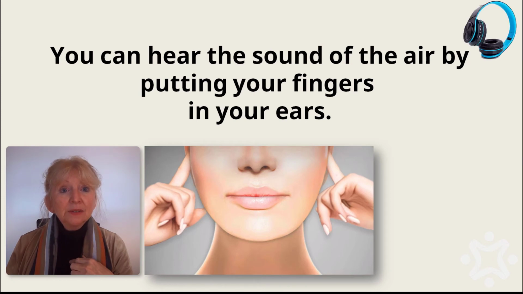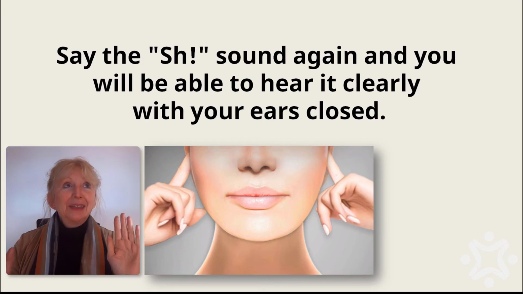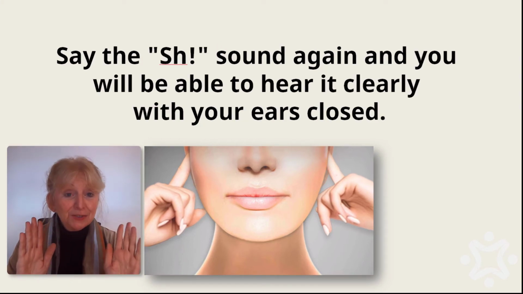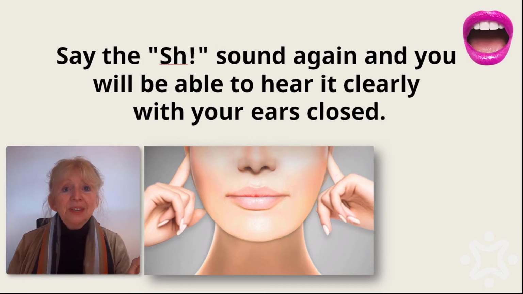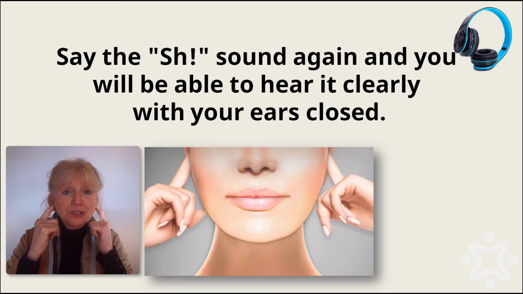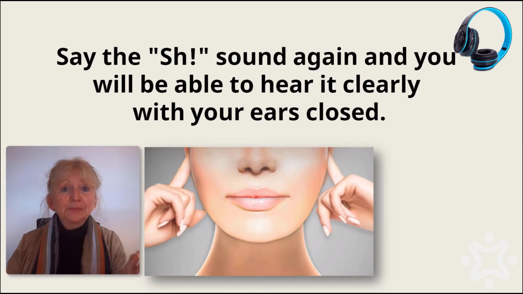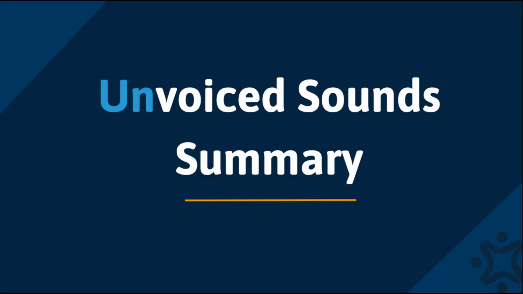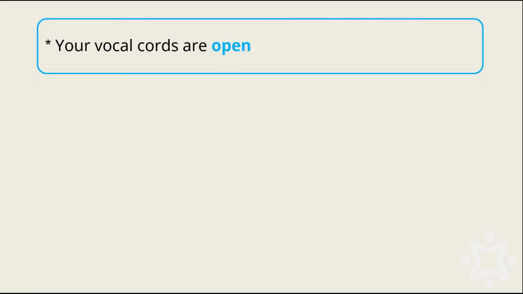You can hear the sound of the air by putting your fingers in your ears. Pronunciation is a very strange lesson. Say the sh sound again and you will be able to hear it clearly with your ears closed. Shh. Unvoiced sounds summary. Your vocal cords are open.